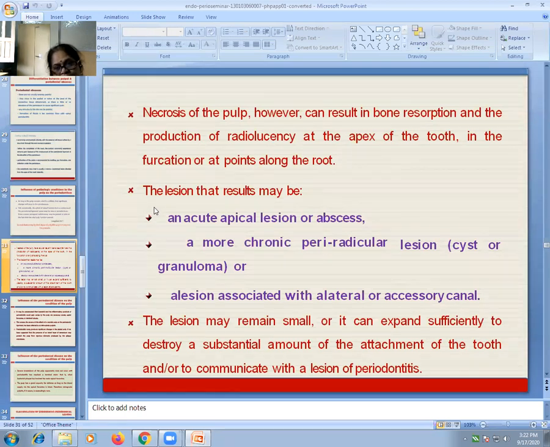There is necrosis of the pulp, or whenever there is abscess formation, or if chronic periapical lesions are there, then there will be lesions when they are associated with the lateral or accessory canals. So you can very well assess them clinically. You can check how they look clinically.